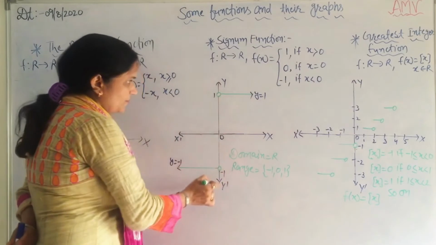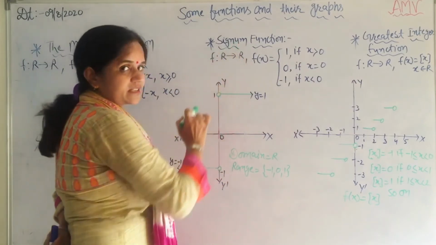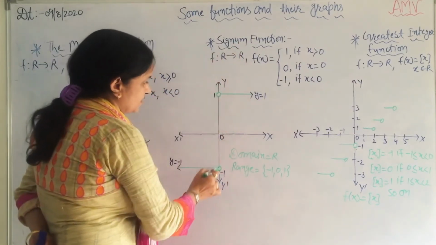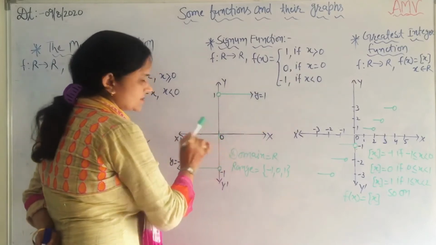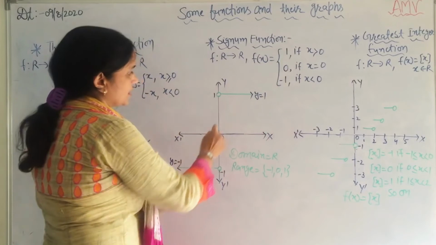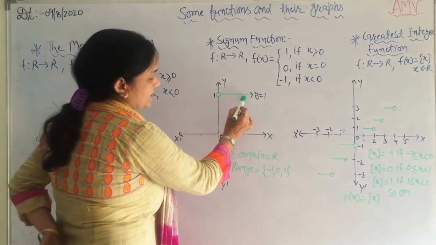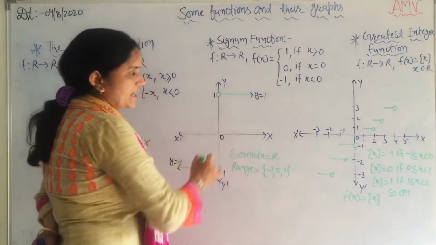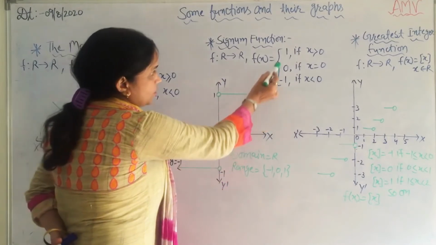So, the graph of this signum function would be: when x is 0, the point is at 0 only, and when x is greater than 0, the graph is a line parallel to the x-axis, y is equal to 1.